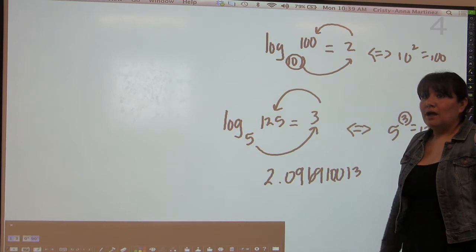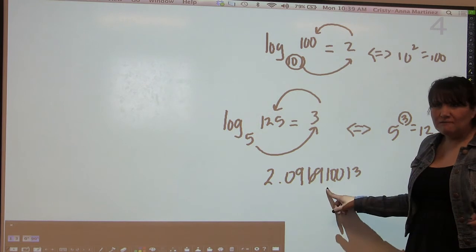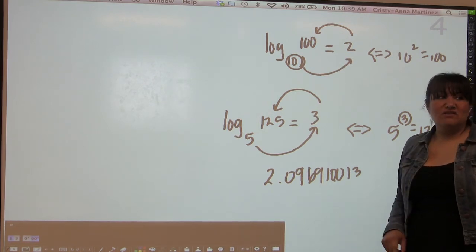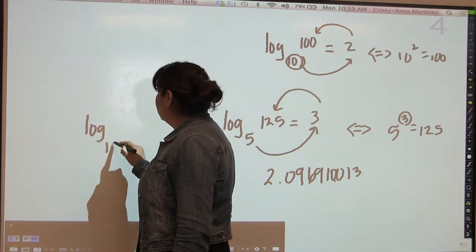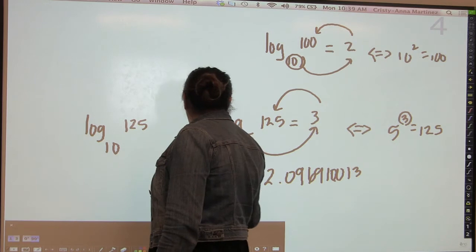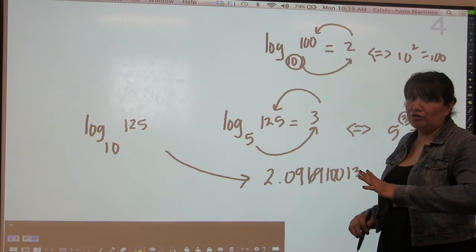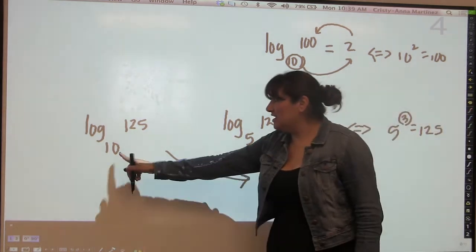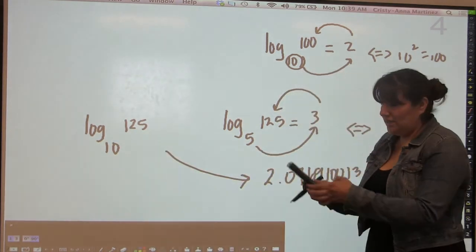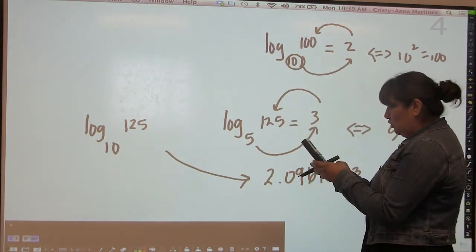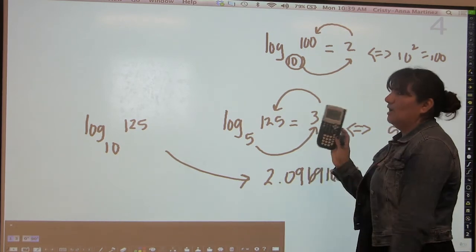Now, I do want to know why your calculator is giving you that weird answer. Is it wrong? It's not wrong. Your calculator is giving you a base 10 answer. It means that log base 10 of 125 is that. When you put log 125, the calculator is automatically in base 10. So it's telling you that 10 to that power is 125. If you actually go and put 10 and raise it to the 2.096910013, I get 125.